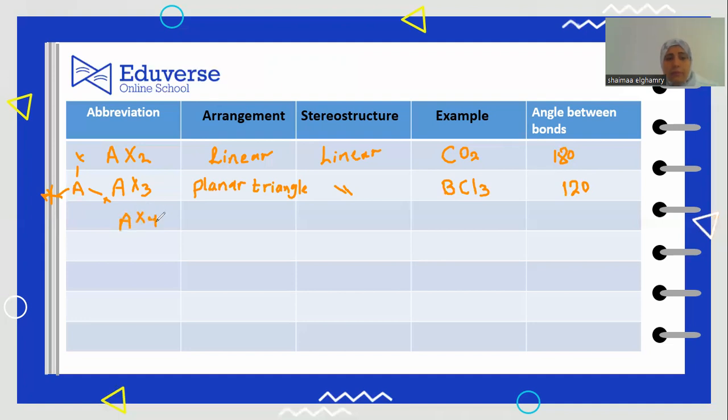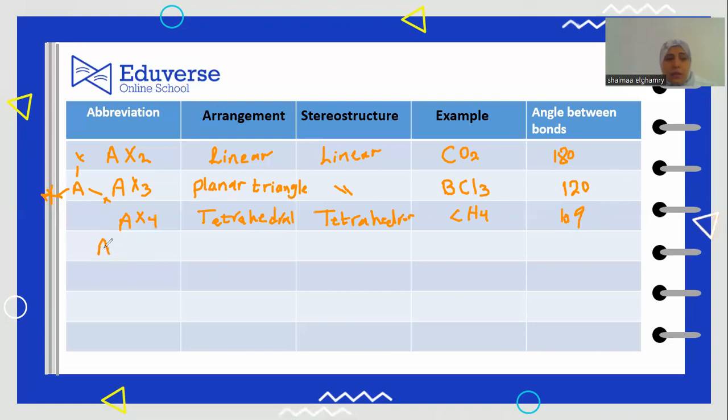AX4. Tetrahedral arrangement. The stereostructure, tetrahedron. The most famous example is CH4. The angle between the bonds in the stereostructure is 109.